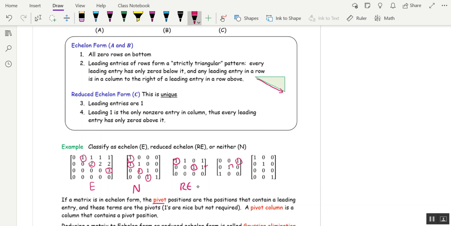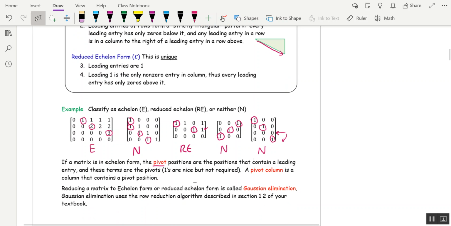Next one, you think it's reduced echelon. It's triangular, zeros above, zeros below, but the problem is the triangle goes in the wrong direction. Each leading entry has to be to the right of the one above it. So this is neither. And this last guy, it's almost reduced echelon, except for the fact that there's a zero row here. Zero rows have to go on the bottom for either echelon or reduced echelon. So this is neither. It would be reduced echelon if we had switched rows 3 and 4.